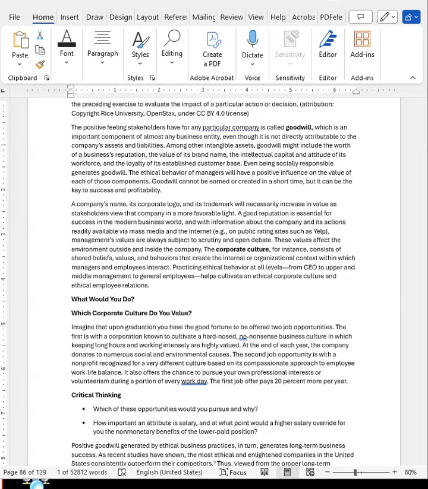At the end of each year, the company donates to numerous social and environmental causes. The second job opportunity is with a nonprofit recognized for a very different culture based on its compassionate approach to employee work-life balance. It also offers the chance to pursue your own professional interests or volunteerism during a portion of every workday. The first job offer pays 20% more per year.